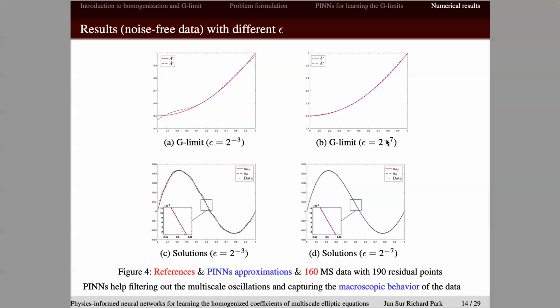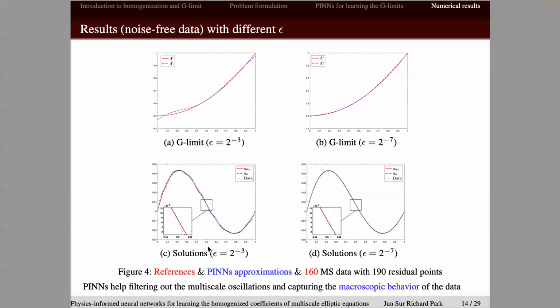If you look at the bottom figures, they represent the solutions. Here the black dots represent our multiscale data, the data we feed to our neural network. The red line represents the ground truth homogenized solution, and the blue line represents our approximation. What's interesting is that when epsilon is quite small, like 2 to the negative 7, we do expect PINNs can do a good job, because our data itself is already very close to our ground truth homogenized solution, the red line, right?